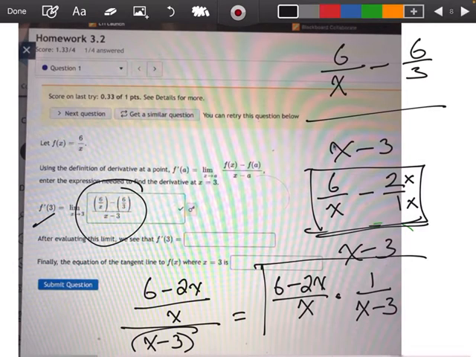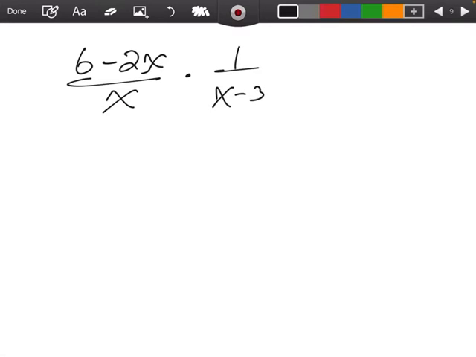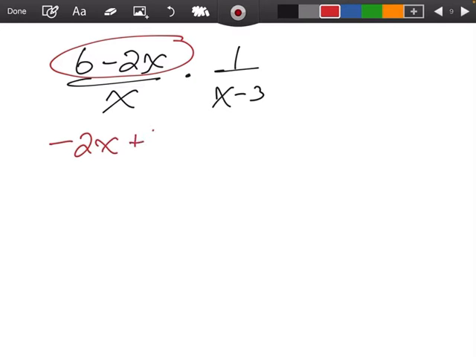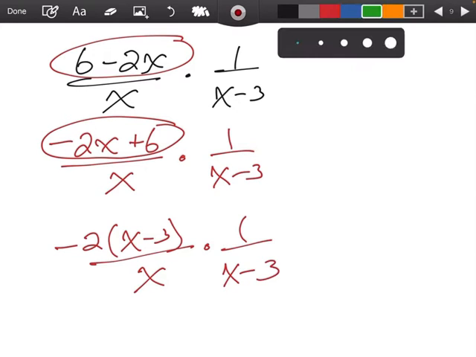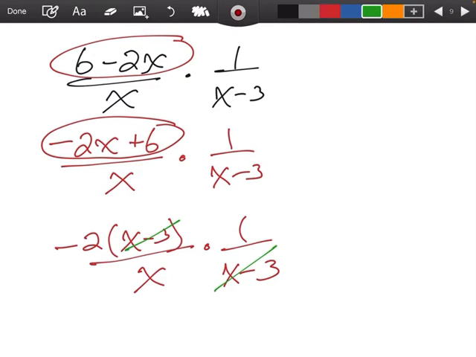I'm going to just copy this on the next slide because I am running out of room here. So 6 minus 2x all over x times 1 over x minus 3. I'm going to go ahead and rewrite the top as negative 2x plus 6 all over x times 1 over x minus 3. And I'm going to factor a negative 2 out of here. That leaves me with an x minus 3 in here, an x here, and a 1 over x minus 3 over here. So it looks like this piece here and that piece there are going to cancel. So we're left with negative 2 over x.